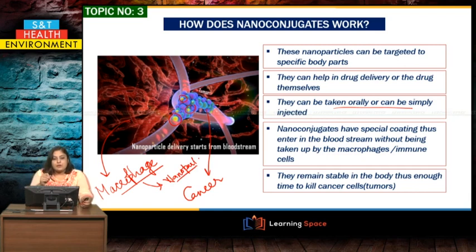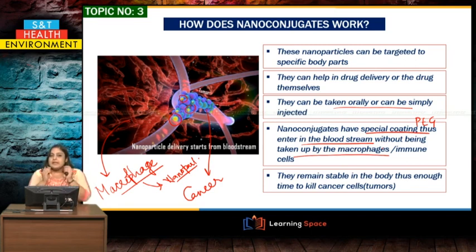In order to stop the macrophage from destroying the good nanoparticles, we have a special coating that enters our bloodstream. This special coating is sometimes polyethylene glycol. It is in a higher branch of science. This polyethylene glycol helps the nanoconjugates to enter and remain in the bloodstream without being taken up, without fighting with the macrophages.